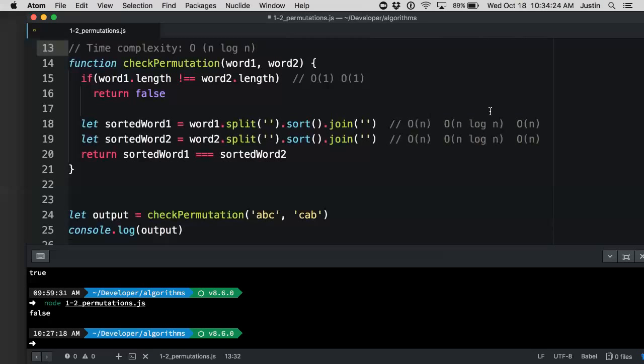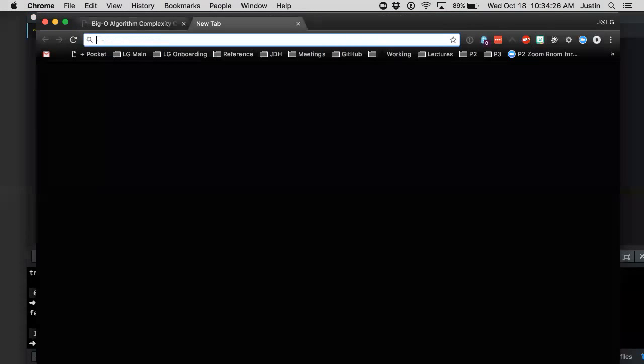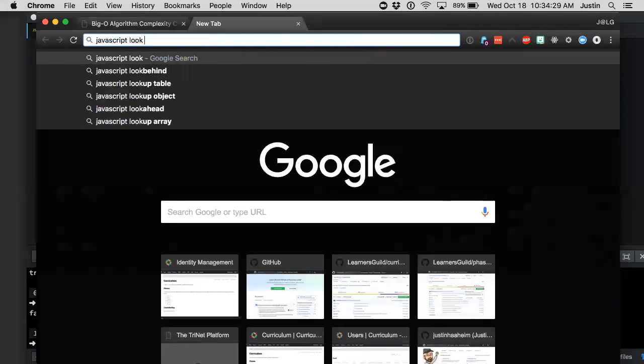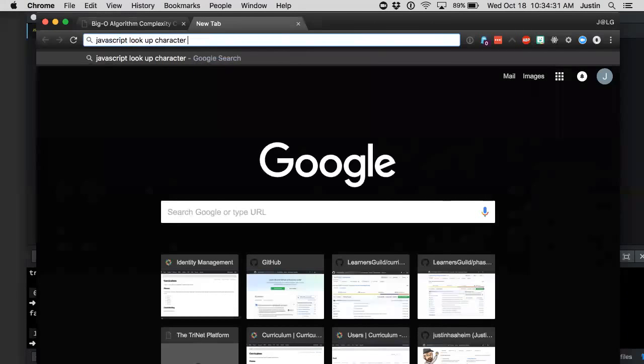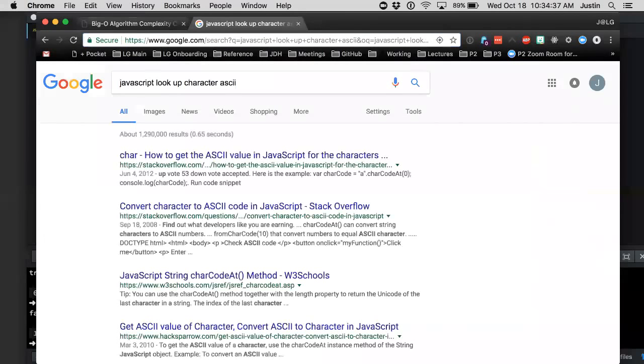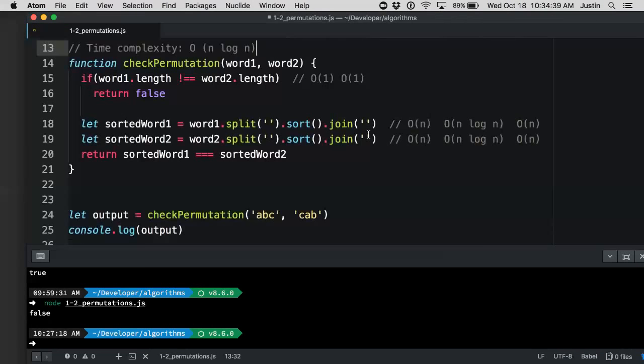So I don't know what it is in JavaScript. JavaScript, look up character ASCII char code. Okay. So you said char code like that? And then if you do char code like that, you can pass in a char, and it should give you the code. Yeah, you take it off the string with char code and give it an index, it'll tell you.